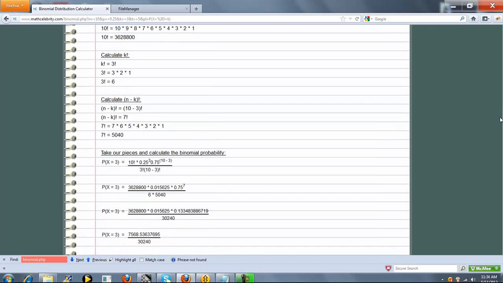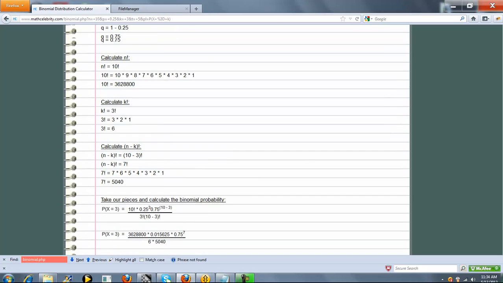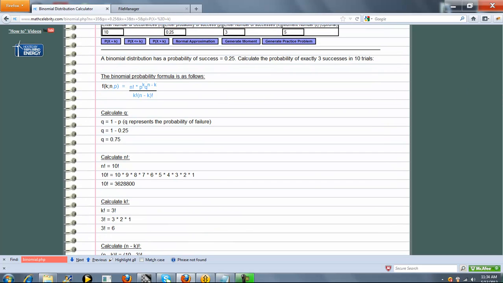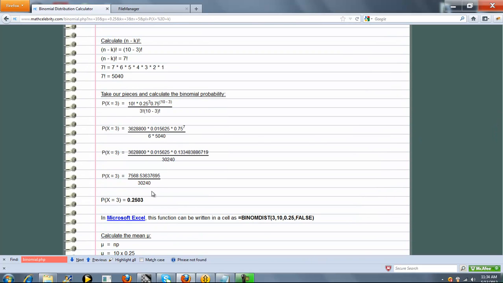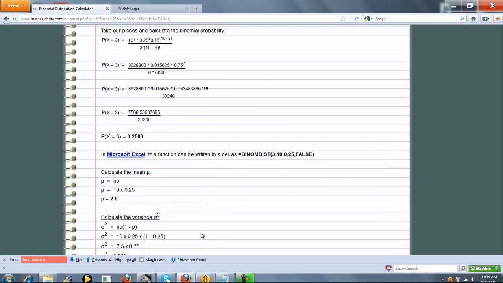And we keep scrolling down. So now that we have all our pieces, we plug in to our main formula that I showed you up here, which is this. And we evaluate, simplify, and the probability that you have exactly 3 successes is 0.2503. Now, one cool feature of this lesson is if you're using Excel and you want to get the answer real quick, here's the formula you would enter.